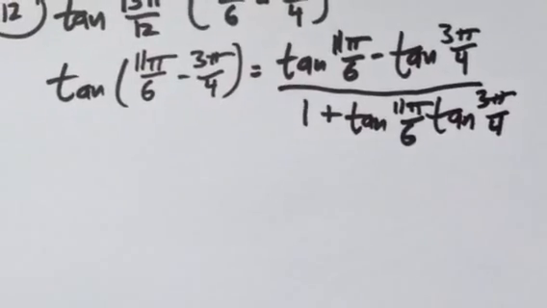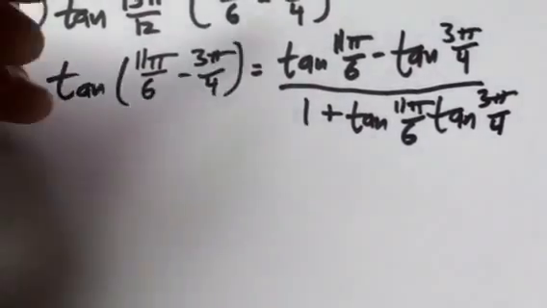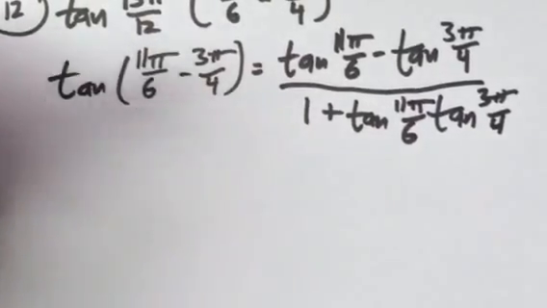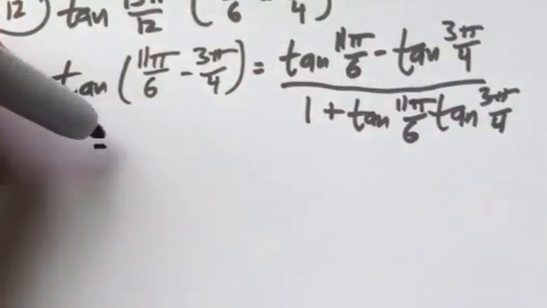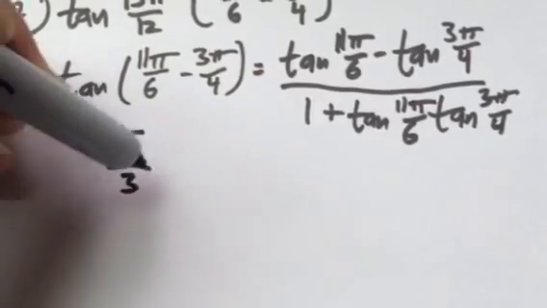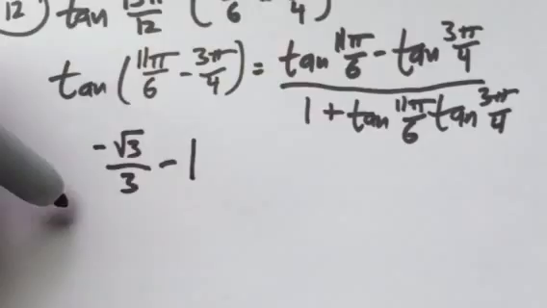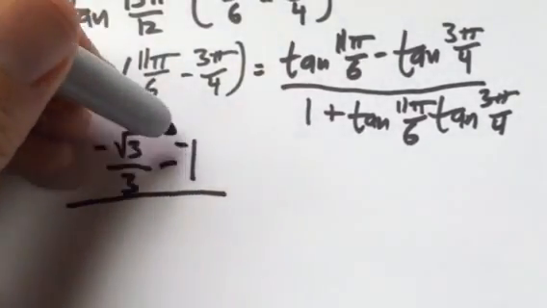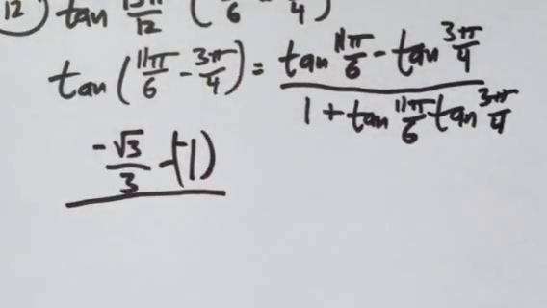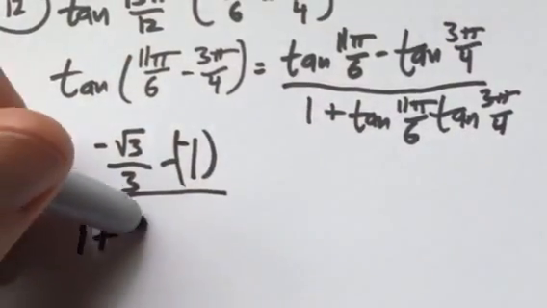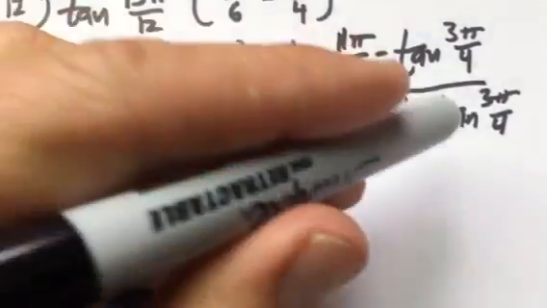And now I know some values of these. I know 11 pi over 6, I can figure it out by using a unit circle, is negative root 3 over 3. So this is negative root 3 over 3 minus, this is 1. And I'm sorry, that's negative 1 actually. And keep plugging them in. 1 plus, that's negative root 3 over 3. That's negative 1.